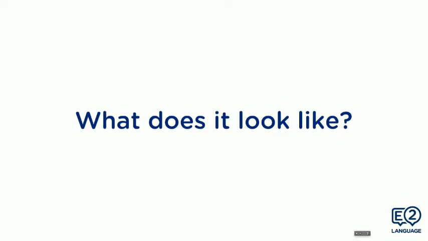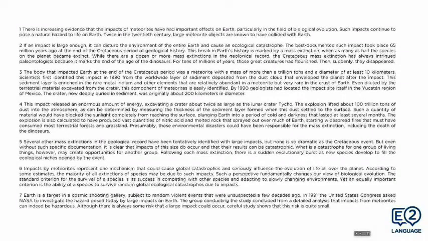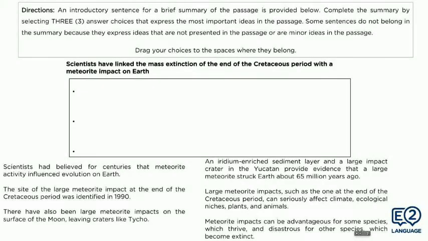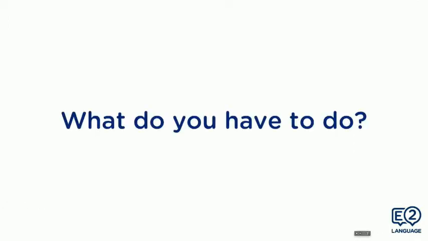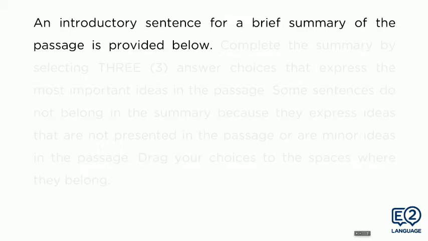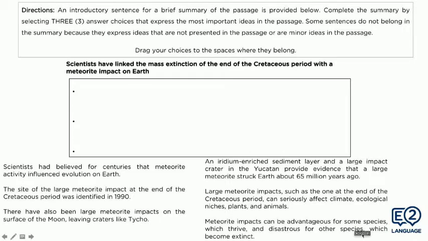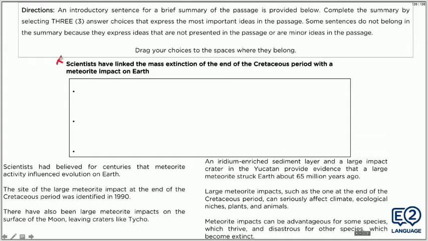First of all, what does this question look like? Well, this is the first thing you'll see. You'll see text. Here we have 7 paragraphs related to a single topic. And then this is what the actual question looks like, and it's a real doozy. So what do you have to do? I'm going to walk you through it. There's an introductory sentence for a brief summary of the passage provided below. What that means is that for the passage of text we looked at, there's an introductory sentence written here about it. It says scientists have linked the mass extinction at the end of the Cretaceous period with a meteorite impact on Earth. Okay, that's important.